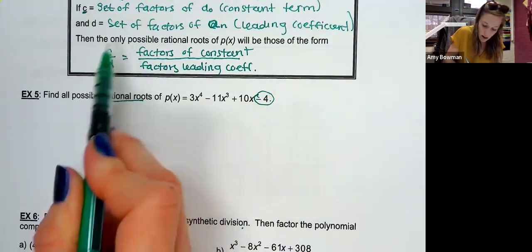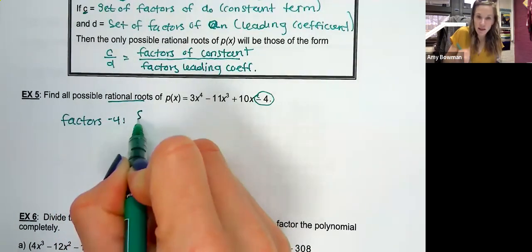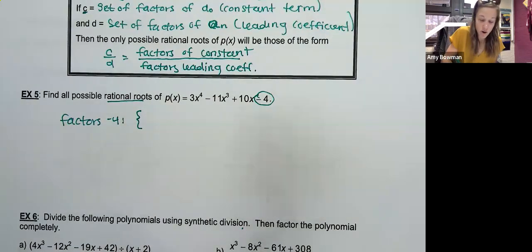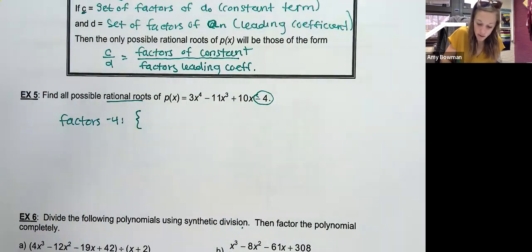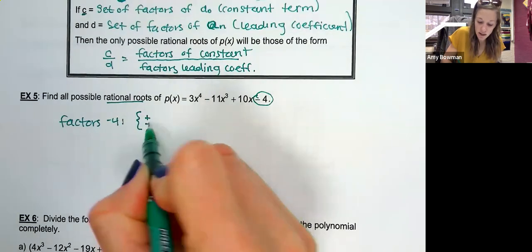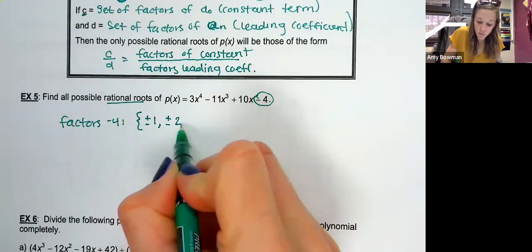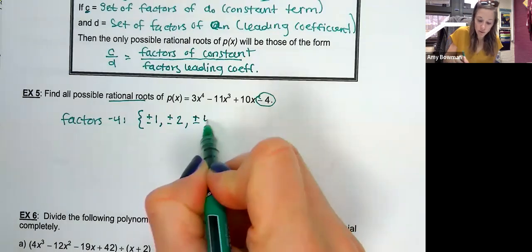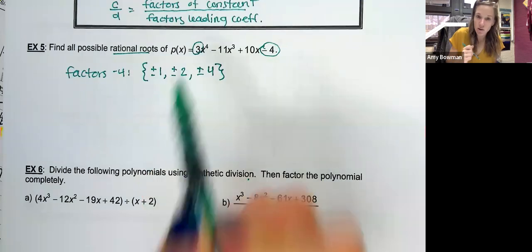So factors of negative 4. We'll list out the set of all of the factors of negative 4. Well, let's start with the basics. 1, but also negative 1. So basically it's always going to be positive and negative of whatever the factor is. So positive and negative 1 are factors of 4. Positive and negative 2 are factors of 4. And then finally, positive and negative 4 are factors of 4. So now I need all of my factors of my leading coefficient, which would be 3.